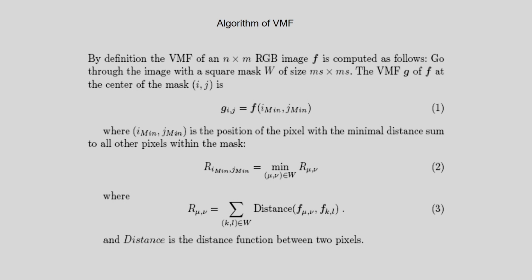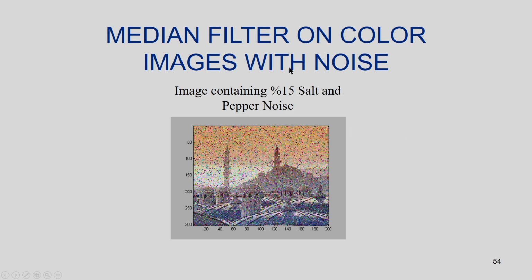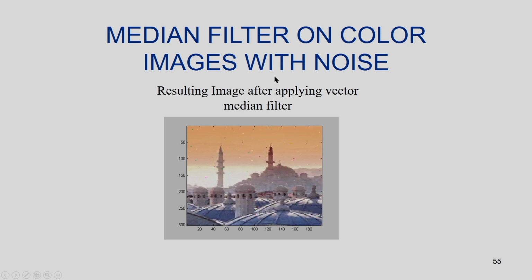So the concept is the same. Mainly I have to find the minimum distance, and corresponding to this minimum distance I have to find the vector median, and for this I have to consider one symmetric mask. The mask is W, that mask I am considering. In this example I am showing 15% salt and pepper noise, and the resulting image after applying the vector median filter.